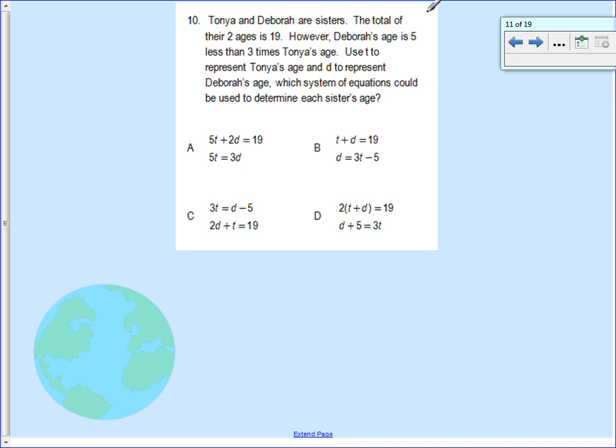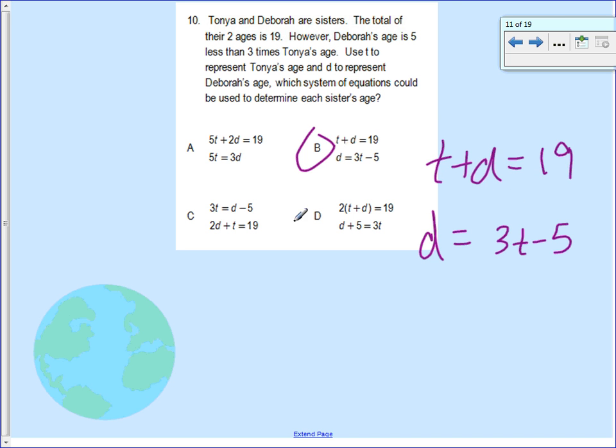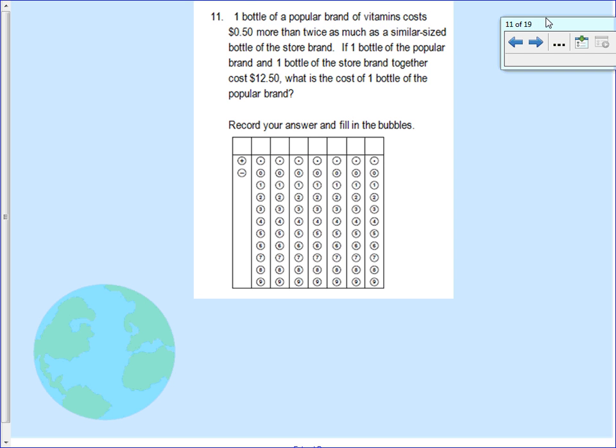You ready? Tanya and Deborah are sisters. The total of their two ages is 19. So that means Tanya plus Deborah equals 19. However, Deborah's age is 5 less than 3 times Tanya's age. Okay? So just looking at your answer choices, which one gives you T plus D equals 19? B. Okay. Does that make sense? Yes. Moving on.